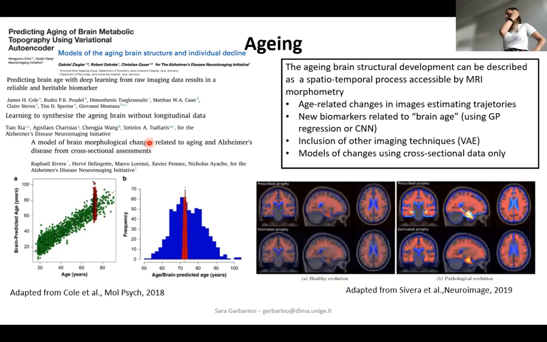And then again, many, many papers added to the collection over the years, either including other imaging techniques to build a more comprehensive view of the model, like one of the papers here that uses PET images and variational autoencoder as a statistical framework, or other, more recent papers that actually try to build these spatiotemporal models without the use of longitudinal data. So using cross-sectional data only.